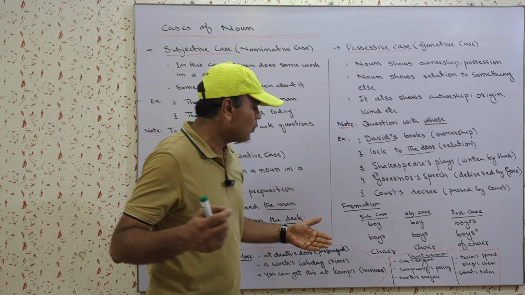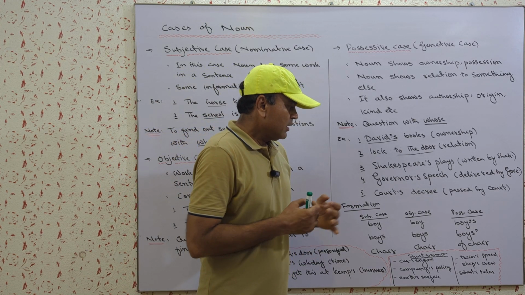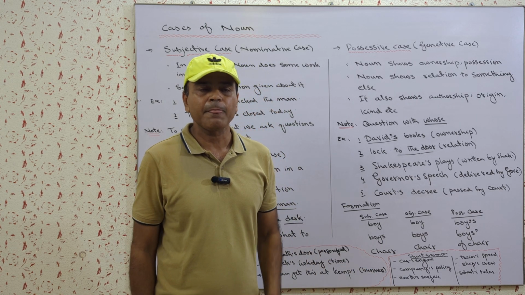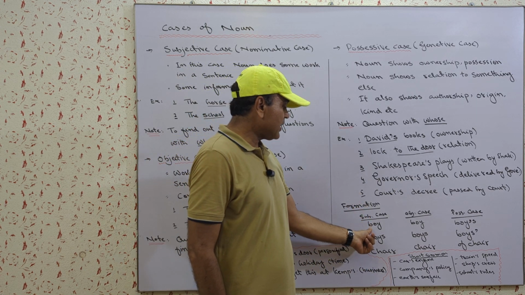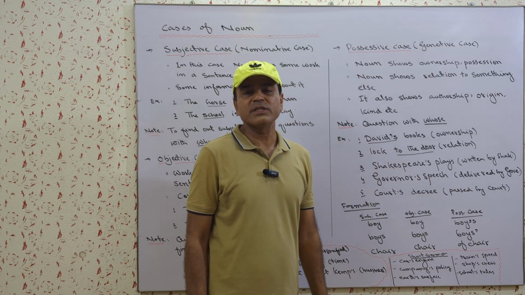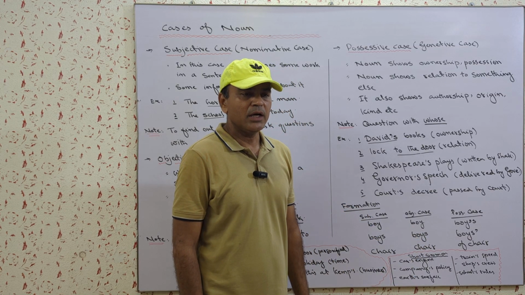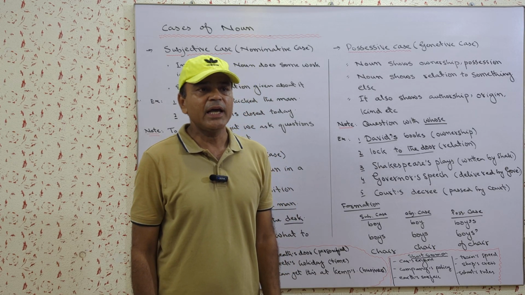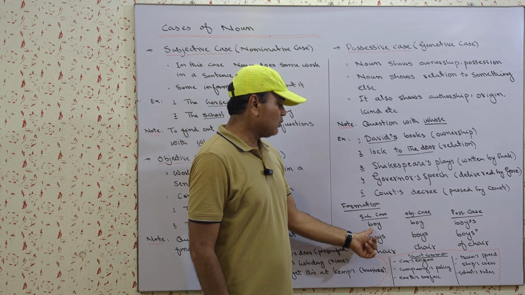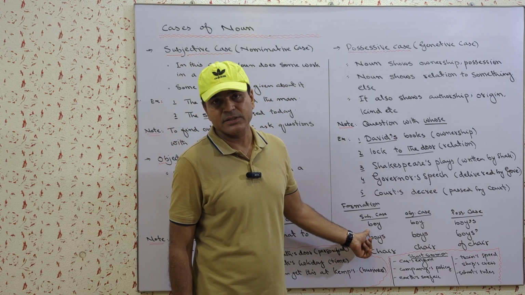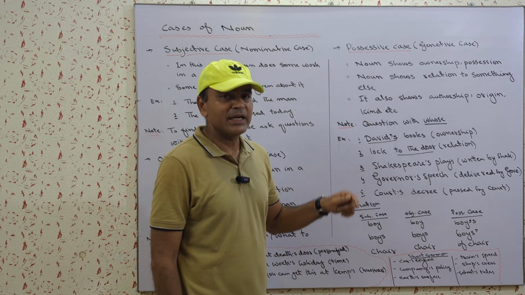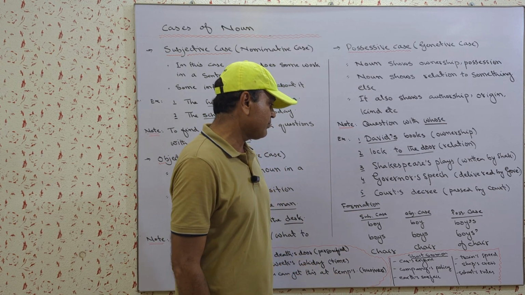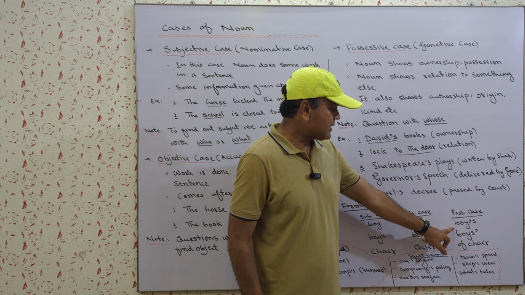Now, how do we make the subjective case, objective case, and possessive case? The subjective case and objective case of a noun are the same. Until and unless we use a noun in a sentence, we will have no idea whether the noun is in the subjective case or objective case. But when the noun is used in a sentence, then we can determine its case, either subjective or objective. But the possessive case is a bit different.